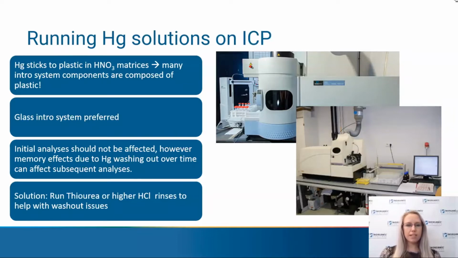With the plastic issues, your initial analysis is probably not going to be affected, but you will have sticking, especially in that PVC tubing if you're using a peristaltic pump. You will have memory effects and washout issues for mercury, so just keep that in mind. So we recommend using thiourea or higher hydrochloric acid rinses to help get rid of the mercury.